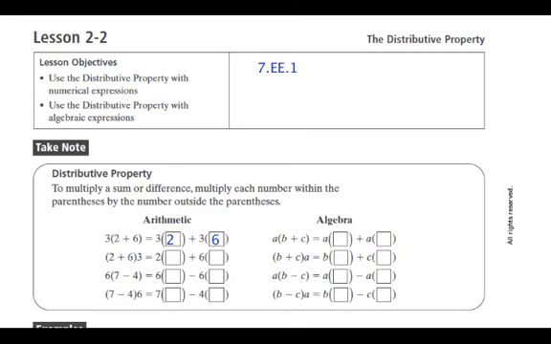We have 2 plus 6 in parentheses and the 3 after the problem. We can still use the distributive property and take the 3 times the 2, so we have 2 times 3 plus 3 times the 6 would be 6 times 3.